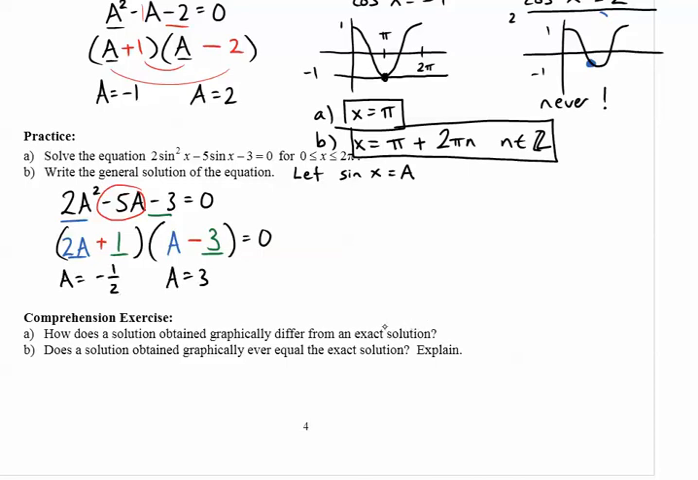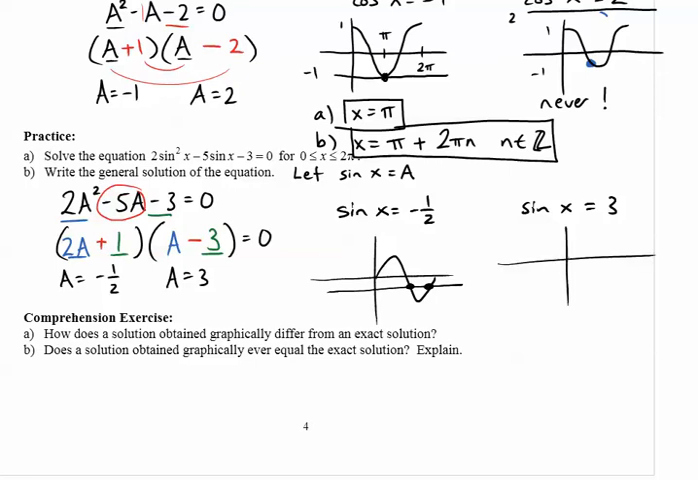So now that I've found my two solutions, I can put sine x back in. So either sine x is negative 1/2 or sine x is 3. So let's think about what the graph looks like. Sine x is negative 0.5. That'll cross in two places. Whereas sine x equals positive 3, since sine has a maximum of 1, this will never cross.